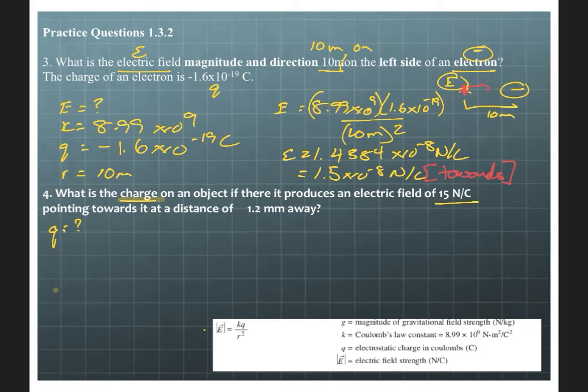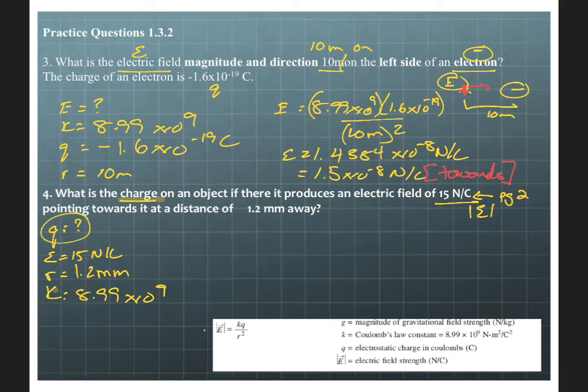I know that my electric field strength is just giving me this as 15 newtons per coulomb. And again, I can just use my data booklet on page 2 if I can't remember that that is my electric field strength unit, okay? And I have my distance of 1.2 millimeters away, and I'm always going to know my constant, okay, of 8.99 times 10 to the 9th. Now, there's a few tricks here. Number 1, we're going to have to deal with getting the equation in the right way, but this radius also needs to be dealt with.